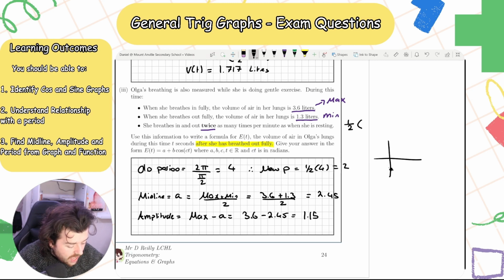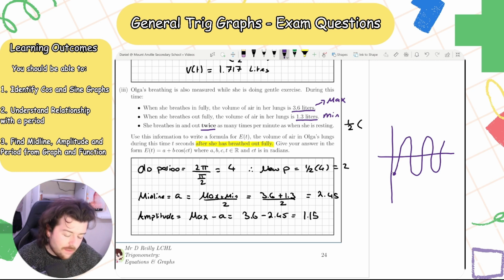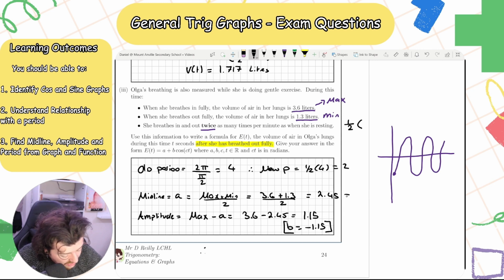Now just sketch it out a little bit for yourself. We're starting at Olga's minimum. So starting at the minimum, she breathes in, there's my midline. What graph is this? This is going to be a negative cosine because I'm starting at her minimum. So therefore B is going to be minus 1.15. So I figured out what B is, I figured out what A is, I need to figure out what C is.